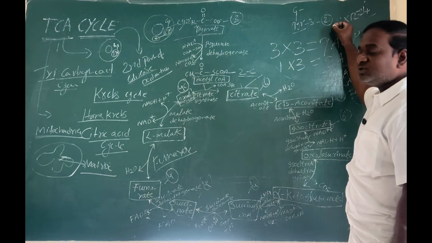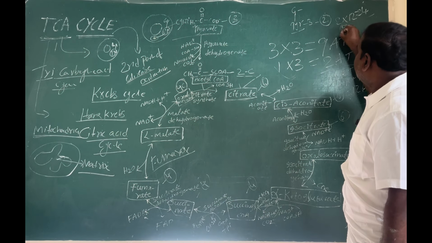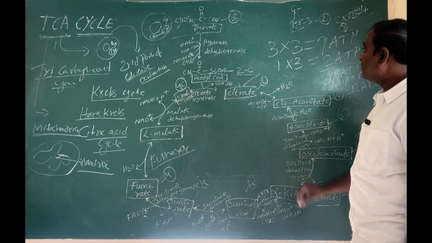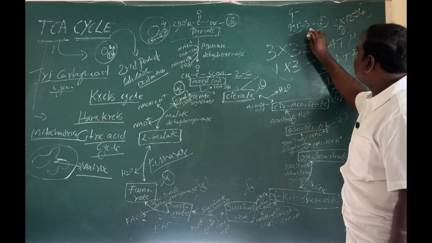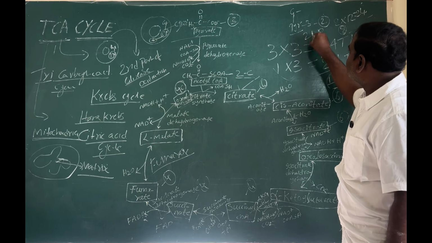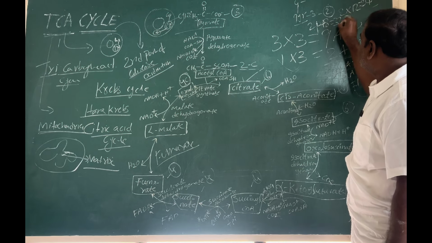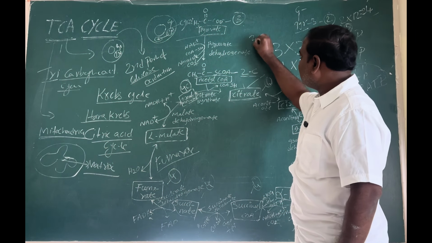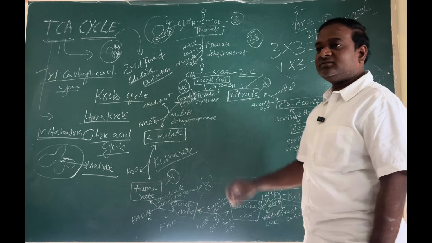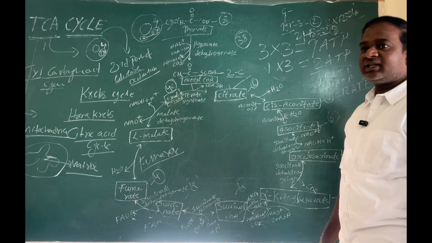And in glycolysis, how many ATP will we get? 8 ATP. 24 plus 8, 32. But in total we are supposed to get 38 ATP. Where are the other 6 ATP?